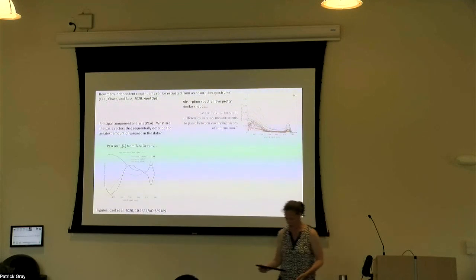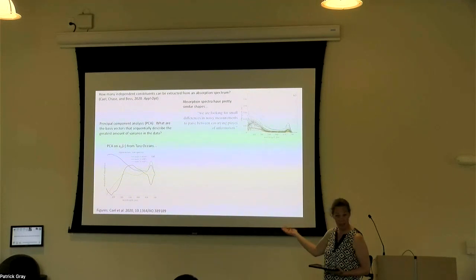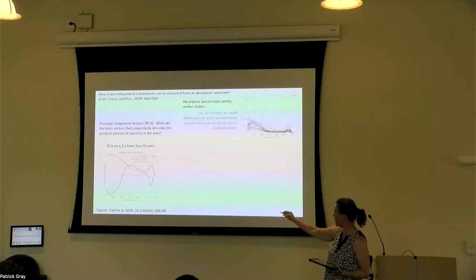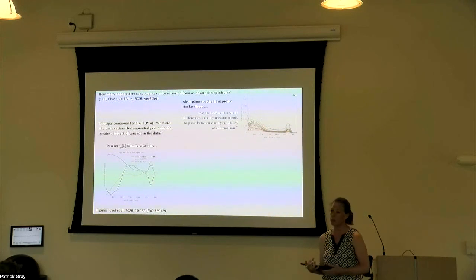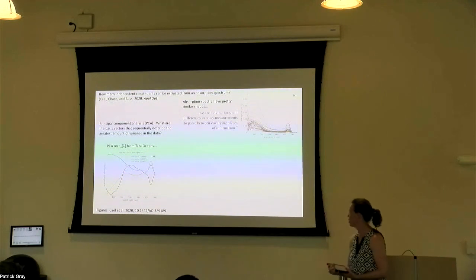So in this paper, what they were doing is using PCA to figure out what basis vectors, like Jeremy was talking about, right? The spectral shapes: what are the basis vectors that sequentially describe the most amount of variance in these spectra? So this is the output, the first three modes, or the first three most important dimensions from this PCA on in situ particulate absorption spectra from the Terra Oceans cruise, which at that time started to achieve global coverage, right? So there's a lot of dynamic range in absorption spectra in the open ocean.